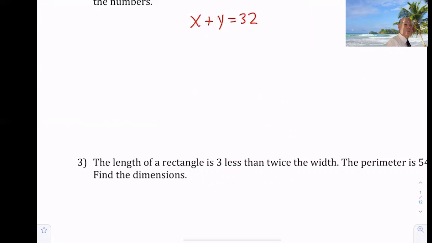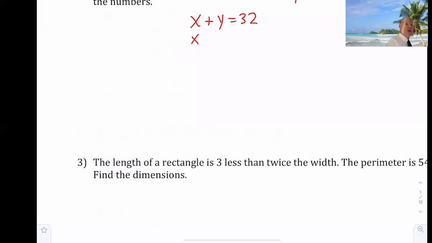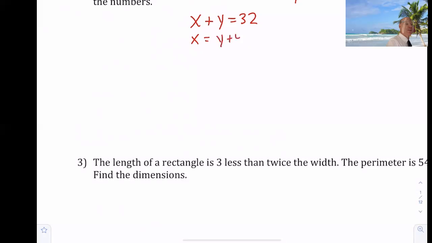One number. Does it say which specific one? No. So what letter do you want to use? X. Is. What does "is" mean in math? Equals. Equals. 4 more than the other. How do I write that? Is it 4 plus X or 4 plus Y? Y plus 4. 4 more than Y is Y plus 4.